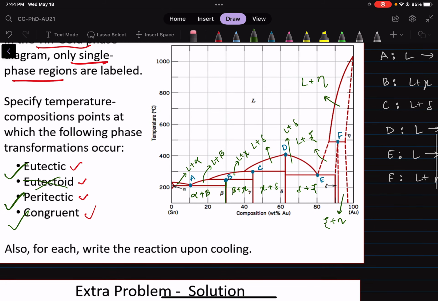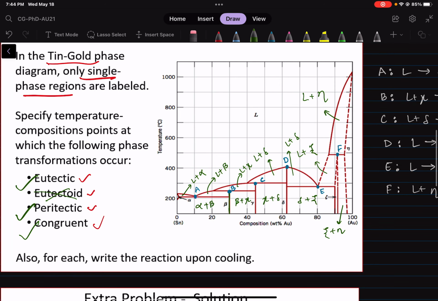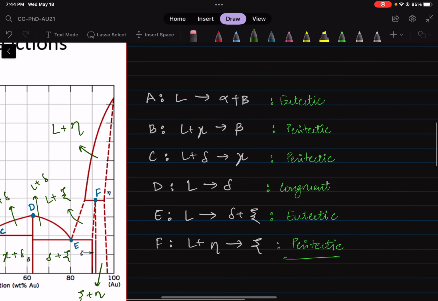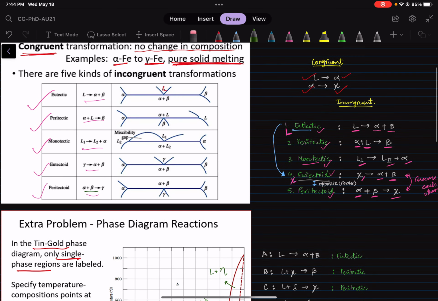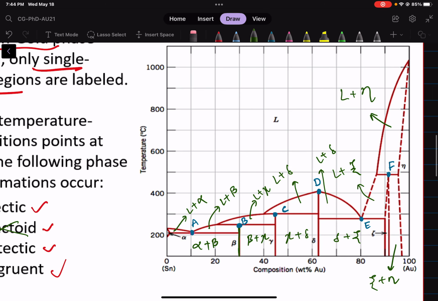And this is how you can locate points, their temperatures, and their compositions for different reactions, and identify which congruent or incongruent transformation is happening. To be able to do that, you need to memorize the different reactions, and then you need to be able to identify what phases are present in what regions. Just like how I labeled all these different phases, I'll recommend you practice labeling these phases.